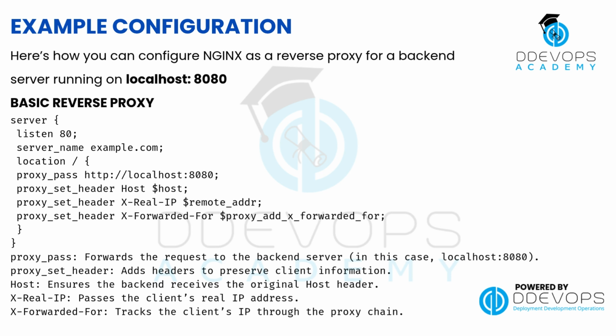Keeping important info safe. Proxy set header Host sends the original website name to your backend. Proxy set header X-Real-IP $remote_addr sends the real IP address of the visitor. Proxy set header X-Forwarded-For $proxy_add_x_forwarded_for keeps a list of all IP addresses the request passed through. These headers are like name tags, so your backend knows who is visiting and where they came from.